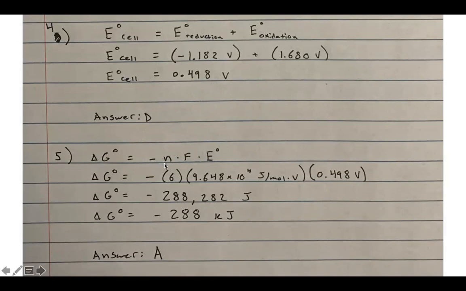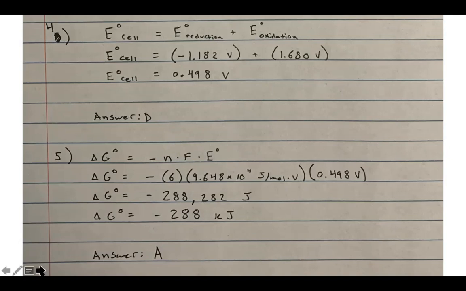And so that's why it was really important to make sure the number of electrons transferred in each half reaction matched, because if they don't match, you might input the wrong number for N. Those number of electrons matched when they each equaled 6. And so that's what we're going to input for N here. From there, we just multiply the numbers together, and we find that delta G naught is approximately negative 288 kilojoules, which was answer choice A.